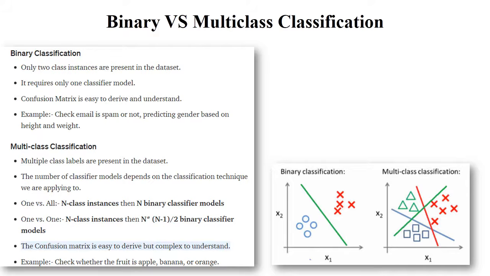So this is an example of binary classification, like email spam or not, or predicting gender based on height and weight. And an example of multi-class classification is classes of fruit. So fruit means apple, banana, orange. There are multi-class classifications there. So this is the basic difference between binary versus multi-class classification.